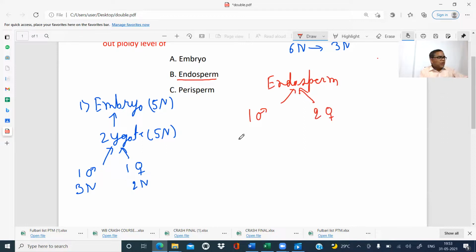If you come to this one male cell, that is found to be triploid, and what about the female? 2 into 2N. So overall, if you add here, 3N plus 4N, so 7N is the ploidy level of endosperm. So in this case, the endosperm will be found to be 7N.